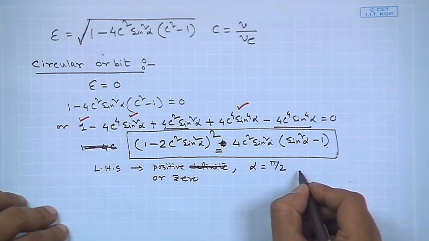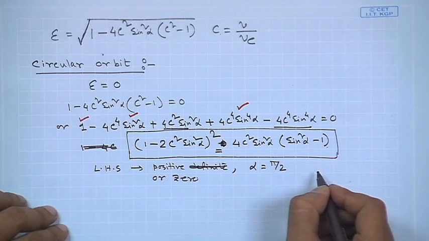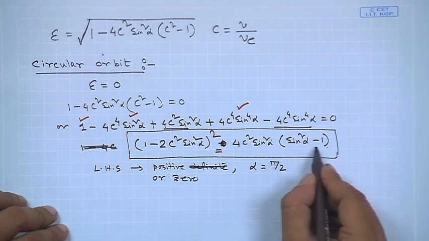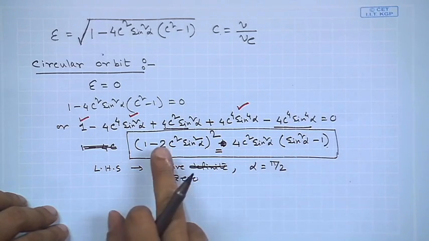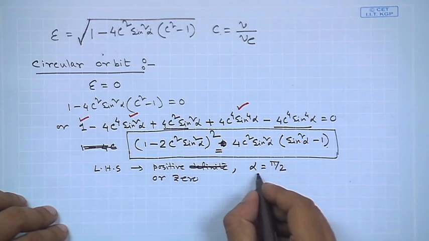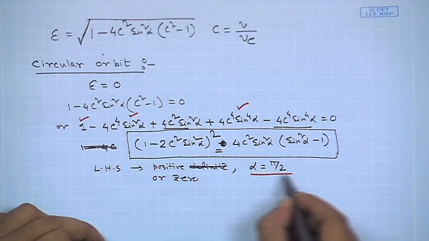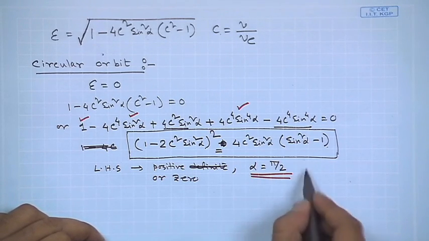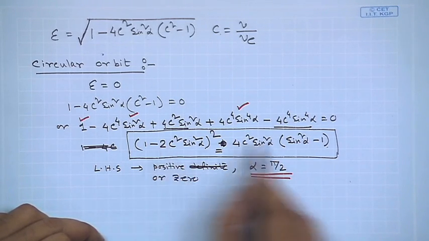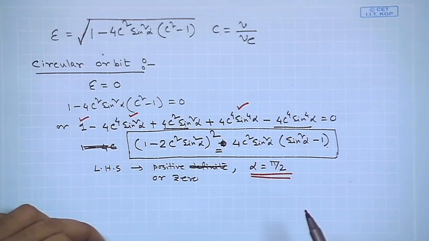For any other alpha, less than pi by 2 or greater than pi by 2, this side would be negative. The only time these two sides can match is for this particular value of alpha. So, this is the condition which has to be met in order for this equation to be satisfied.